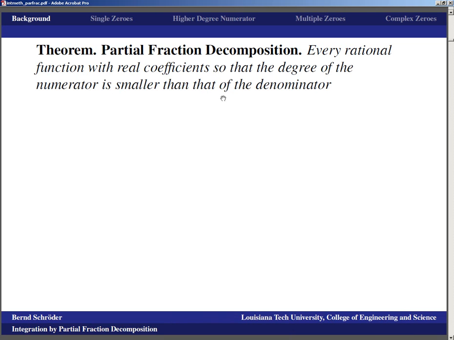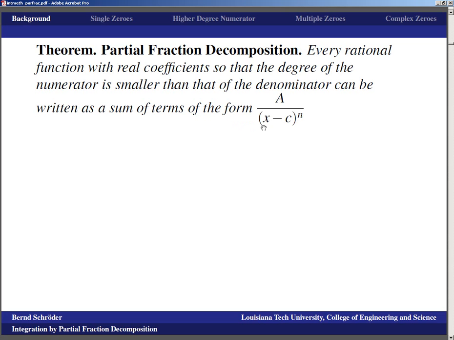Okay, so every rational function with real coefficients so that the degree of the numerator is smaller than that of the denominator can be written as a sum of terms of the following form. On one hand, for all the factors in the denominator that are of the form (x minus c) to the n, we generate a term A over (x minus c) to the n. And for all the factors that are of the form ((x minus c) squared plus b squared) to the n, we generate a term (Ax plus B) over ((x minus c) squared plus b squared) to the n.